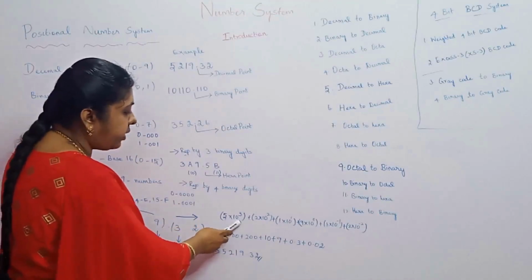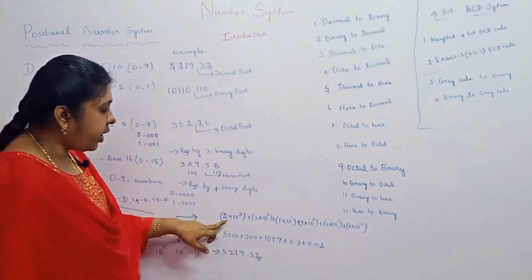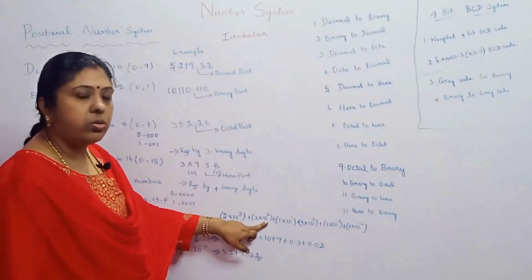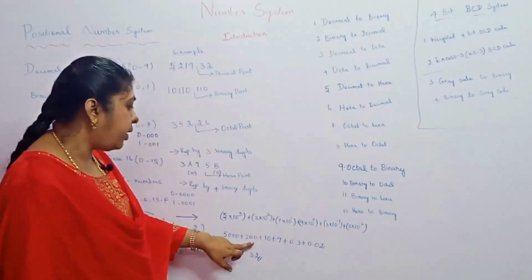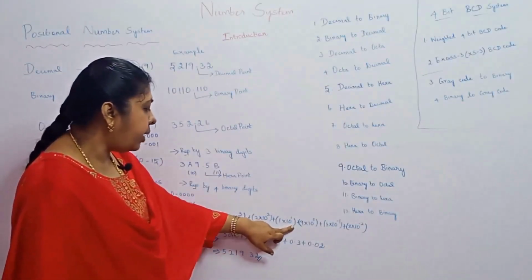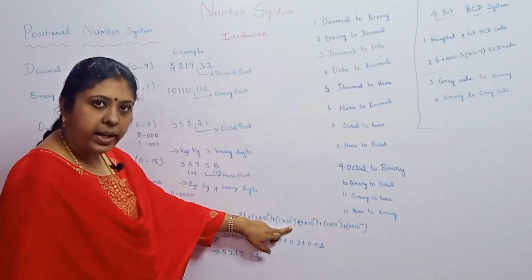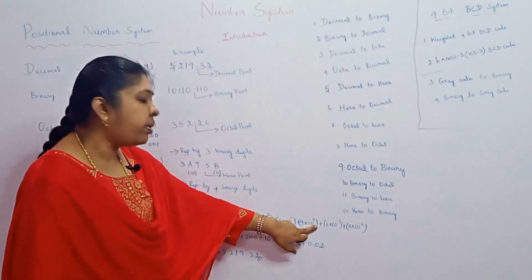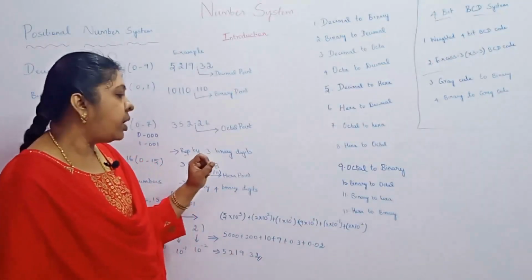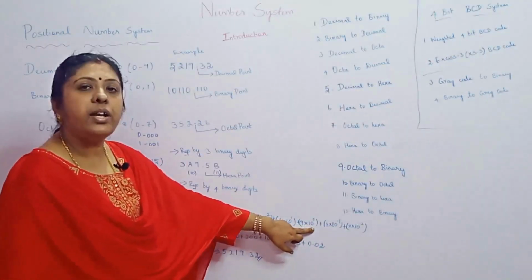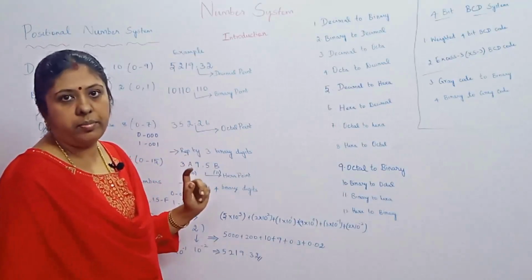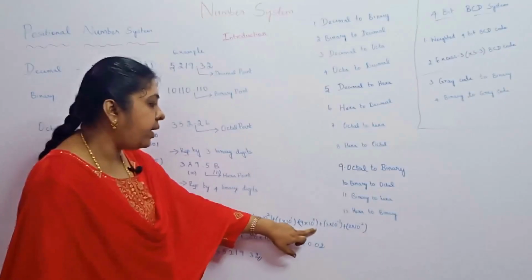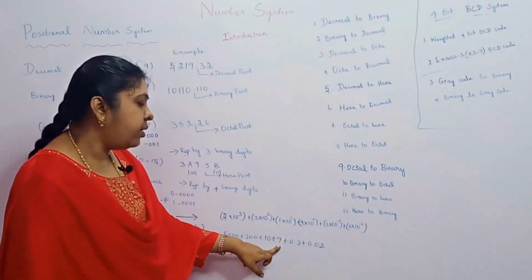5 into 10 power 3, which is 1000, so 5 into 1000 is 5000. 2 into 10 power 2, which is 100, so 2 into 100 is 200. 1 into 10 power 1, which is 10, so 1 into 10 is 10. Plus 9 into 10 power 0. Any number to the power 0 has the value 1. So 9 into 1 is 9.